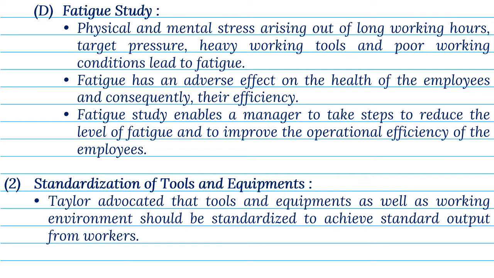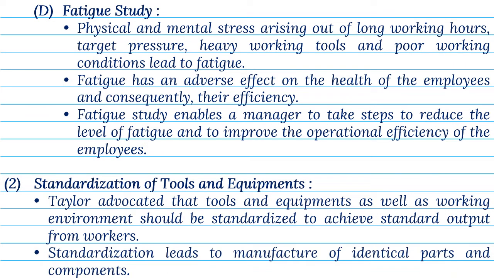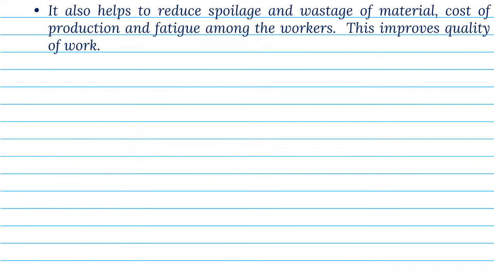2. Standardization of tools and equipments. Taylor advocated that tools and equipments, as well as working environment, should be standardized to achieve standard output from workers. Standardization leads to manufacture of identical parts and components. It also helps to reduce spoilage and wastage of material, cost of production, and fatigue among the workers. This improves quality of work.